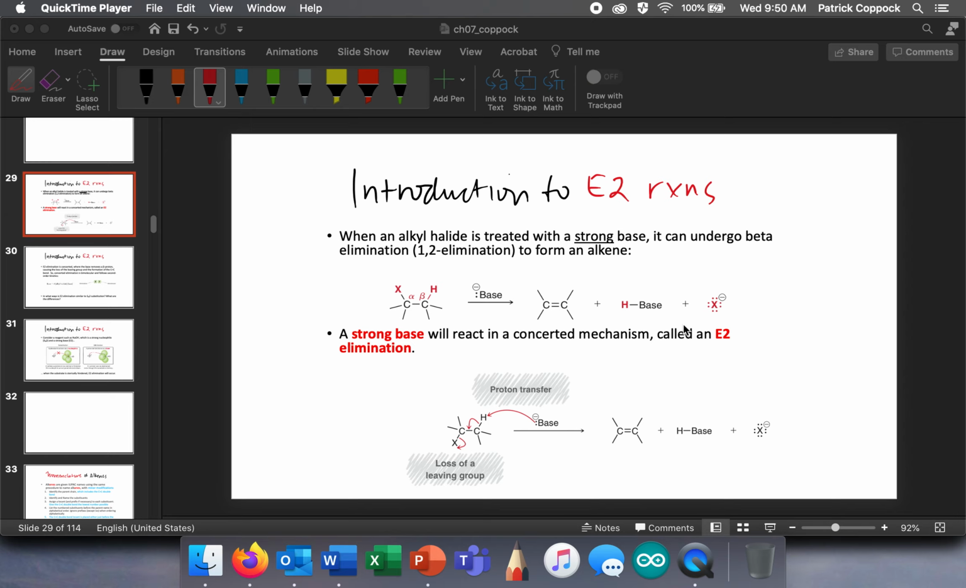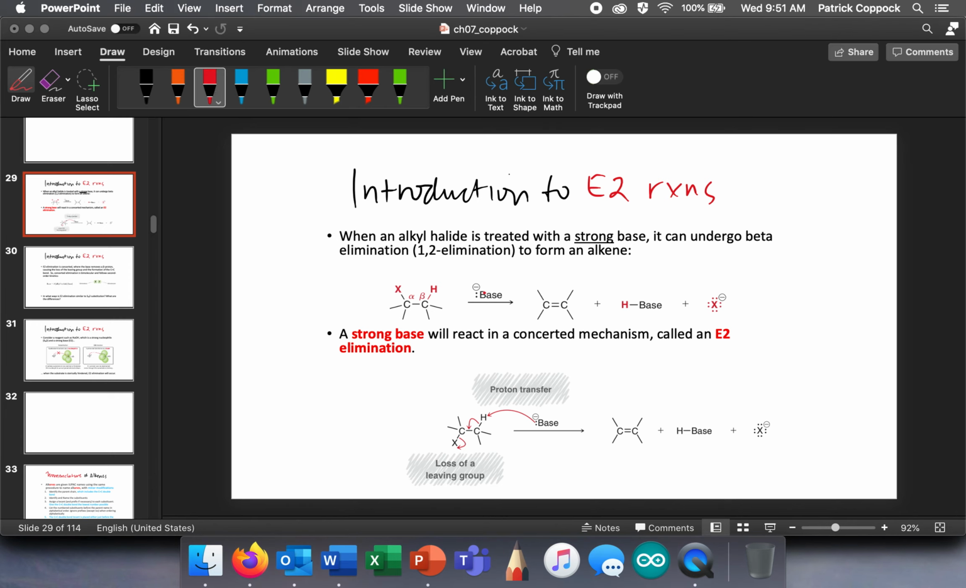I can tell you with sincere excitement that we are going to talk about the next group of reactions, which we'll be talking about for a long time. And these are E2 reactions. So now we've talked about alkyl halides.